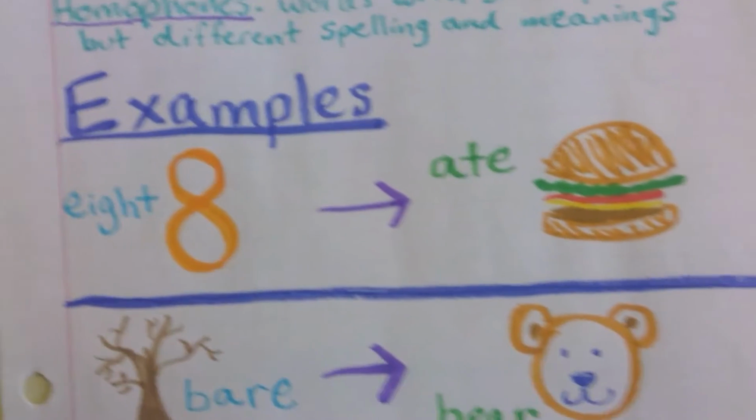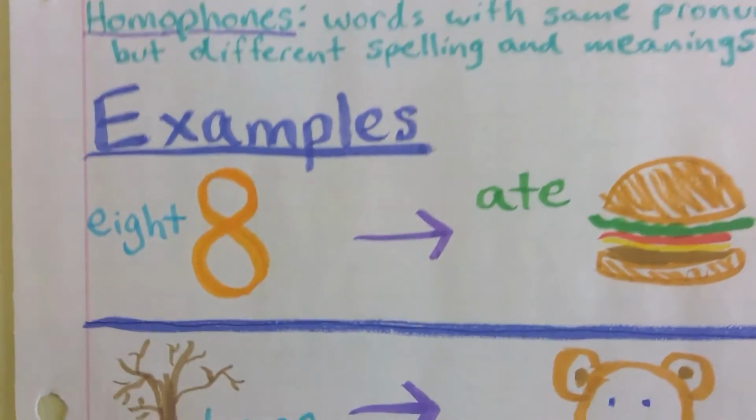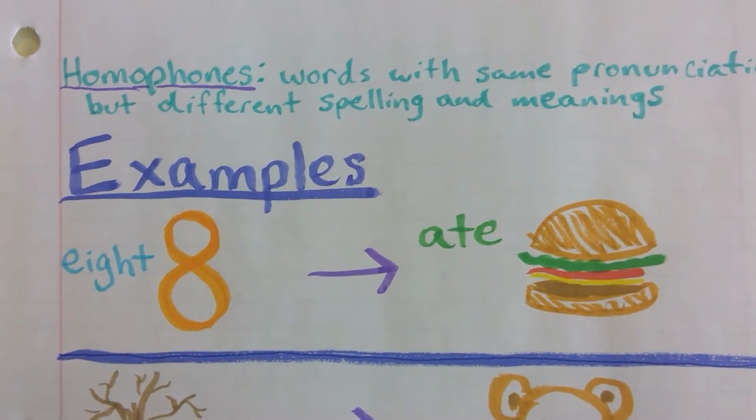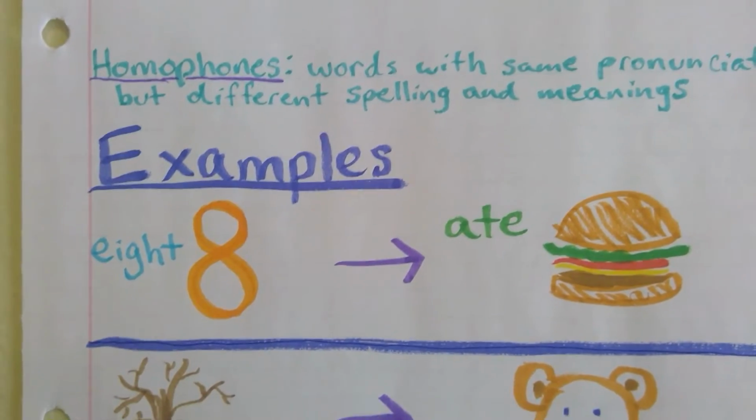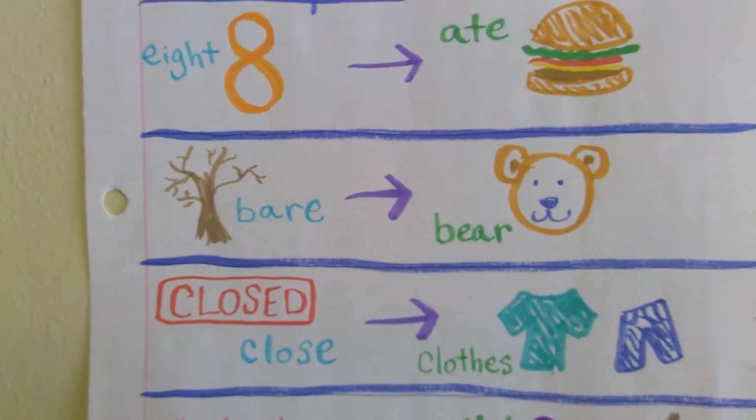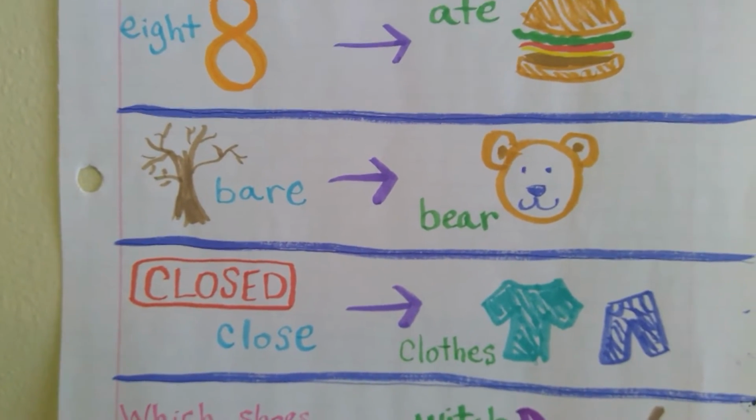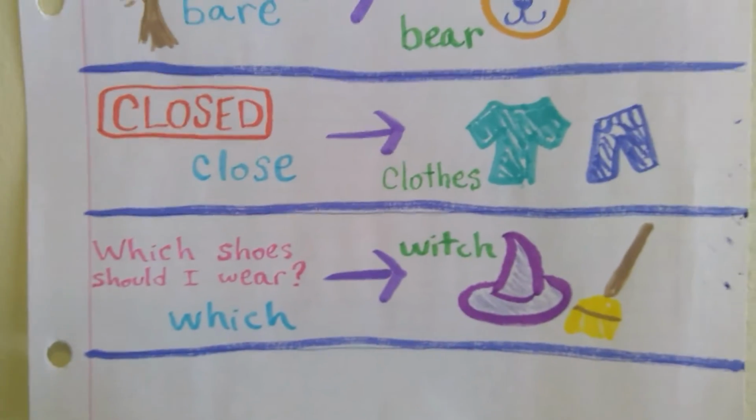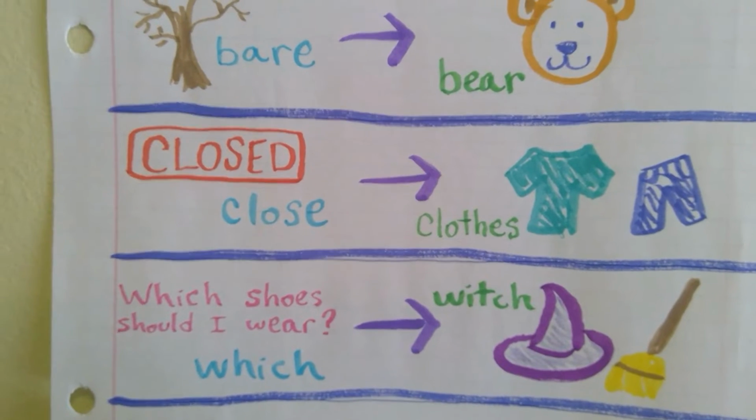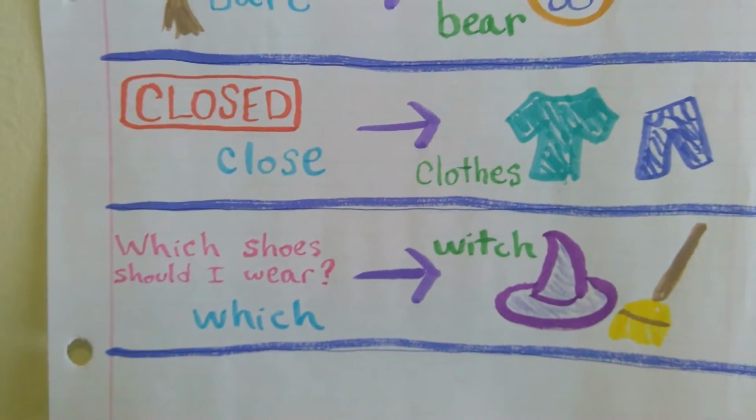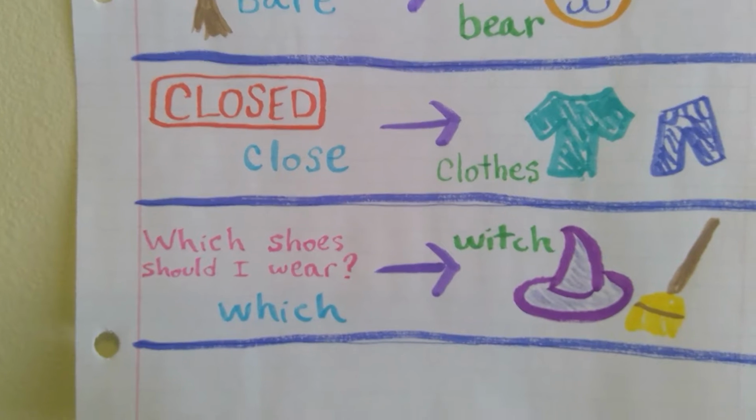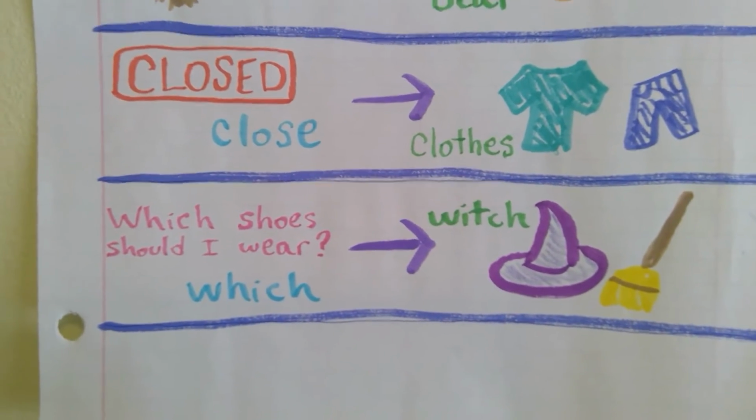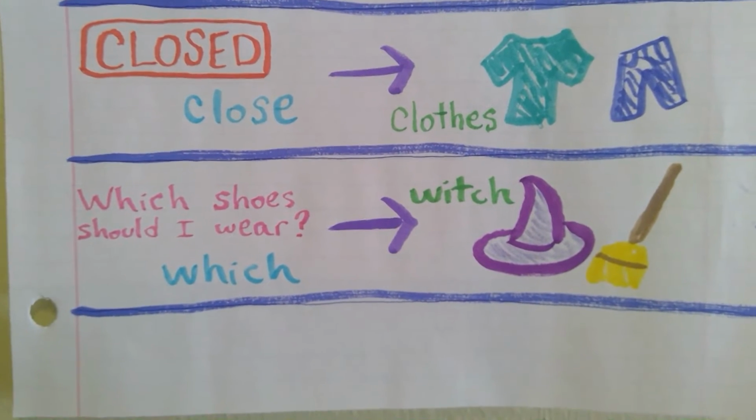Here are a few examples. There's the number 8, and then ate as in I ate something for lunch. You say them the same, but they are spelled differently and they mean different things. Similar with bare, like the tree is bare, it doesn't have any leaves on it, and bear, like the animal. Go Bears, go McKinley. Close, like the store's closed, and clothes, like the clothes that you put on. And then which, like when you're trying to make a decision, as in which shoes should I wear today? And witch, as in the Halloween witch that wears a funny hat and rides on a broom.